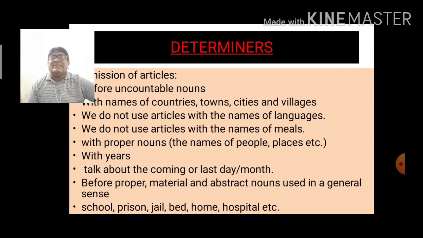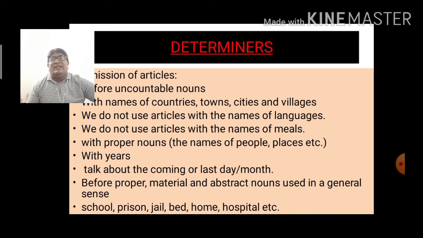Now next is the omission of articles. This is very important. Generally students and even many others make mistakes, they don't know the rules of the omission of articles. Now let's see. "The" cannot be used before uncountable nouns. For example, I want some coffee. So before liquid nouns, we cannot use the article "the".